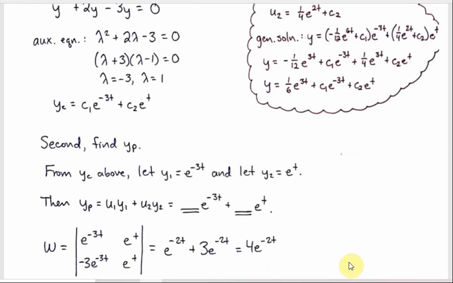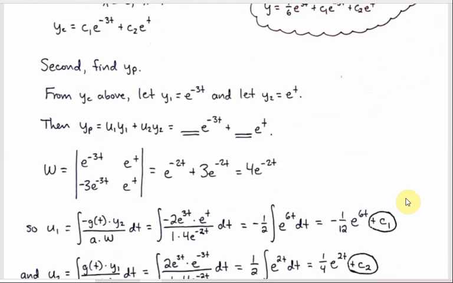All right, so there's y1, there's y2, and then their derivatives underneath. And then the Wronskian, using the diagonals: upper left to lower right is going to be e^(-2t). And then this one would be -3e^(-2t), so we're going to subtract that. Minus a minus is a plus, right? So plus 3e^(-2t), we get 4e^(-2t). There's our Wronskian, so then we should be able to get u1 and u2.